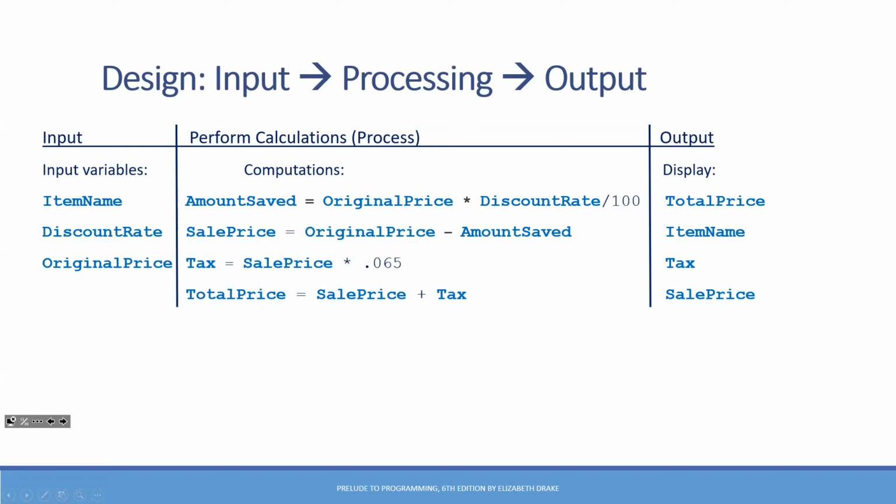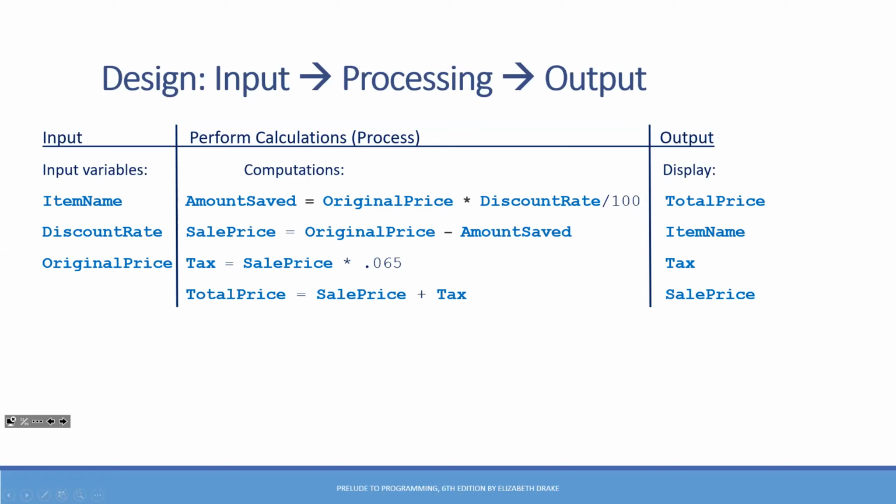This is an IPO chart. Because an IPO chart shows us the inputs required, the processing required, and the outputs that are required. So for our application, we started with that bottom-up thing. We started with our outputs, didn't we? So we could actually list those over here. We said we needed the name of the item, the sale price, the tax, and the total price. So they kind of put them out of order here, but it's still the same four things.